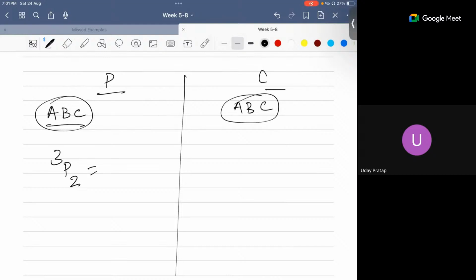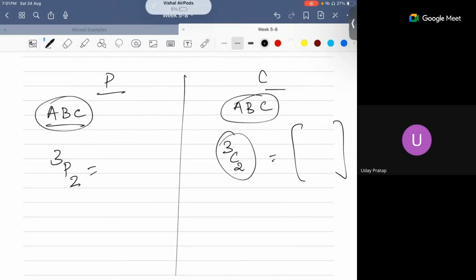3C2, that is fine. 3C2, that is, but can you tell me the number? Is it AB, BC, CA? Any other combination that you can take out?